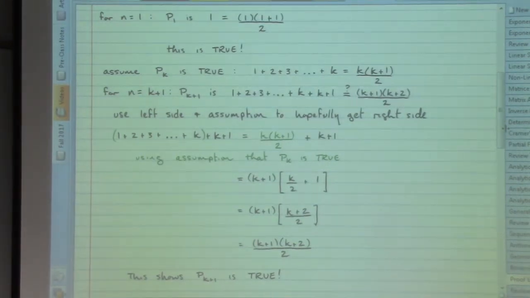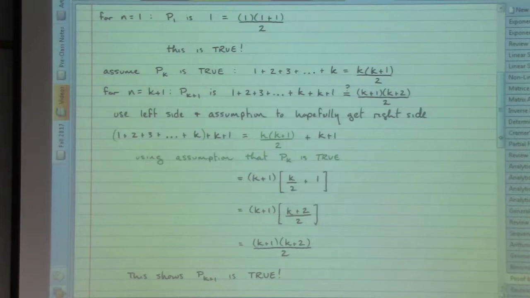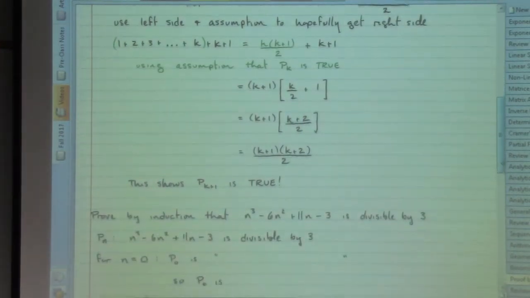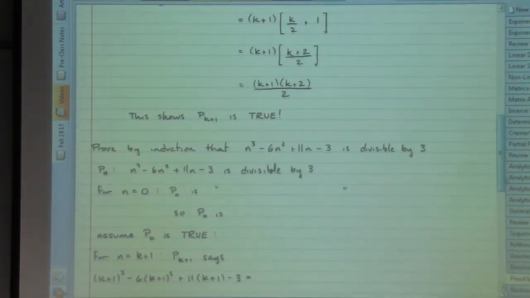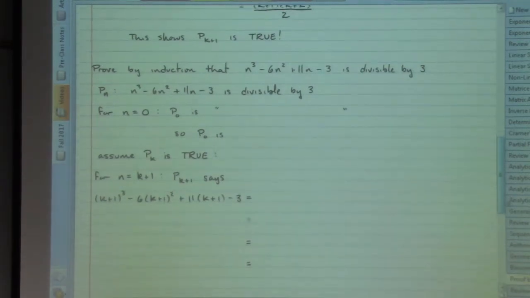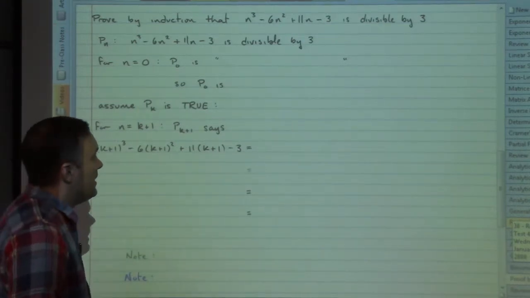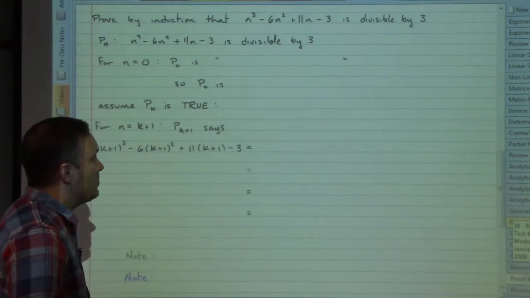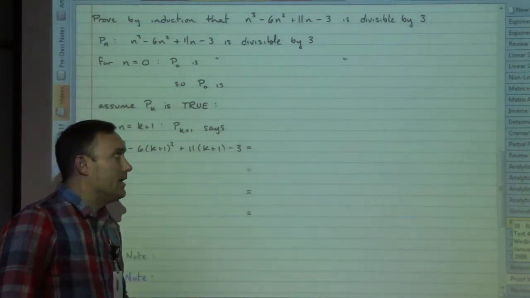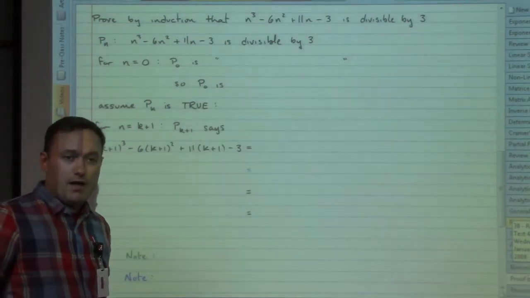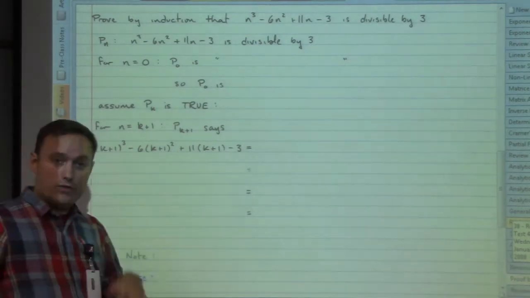Let's do one of these together so you can try to get a bit more of the feel of how this is working. So let's also look at something that we've not seen before. Let's look at something like this here. Prove by induction that the expression n to the power of 3 minus 6n squared plus 11n minus 3 is divisible by 3. Whatever number that is, it's actually divisible by 3.